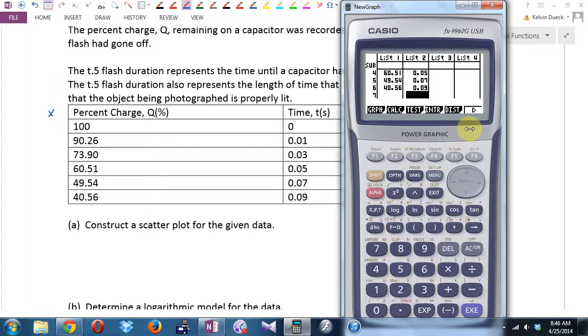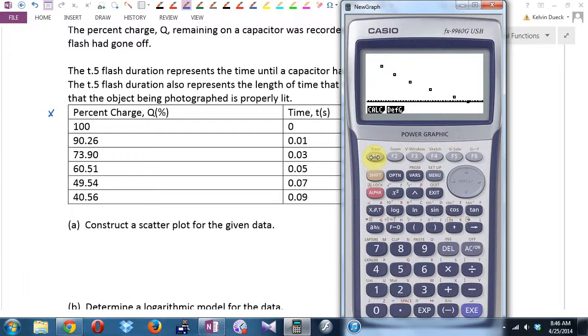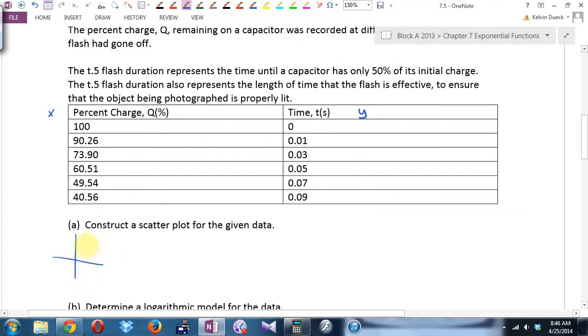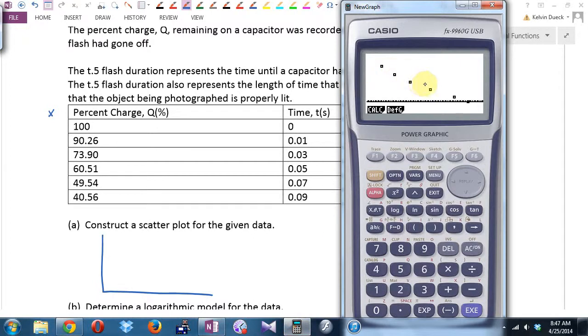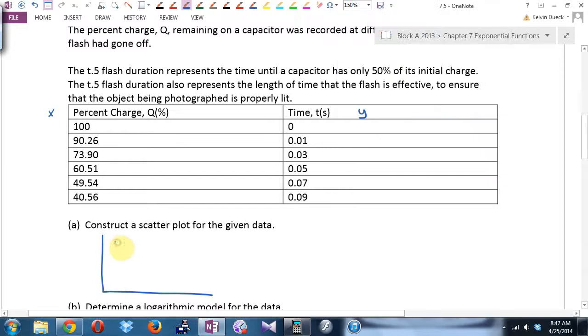There's my data. It says construct a scatter plot, and since this is the logarithmic unit lesson, I'm kind of hoping it looks like a log graph, maybe. So I'm going to go graph. Hey, that does look sort of like, remember we said one of the log graphs could look like that? It looks like that shape. It's not going through right there, but it does look like that shape at least. So construct a scatter plot. 1, 2, 3, 4, 5. 1, 2, 3, 4, 5, 6. I think the 6th point is really, really low. Anyways, it looks like 2, 3.